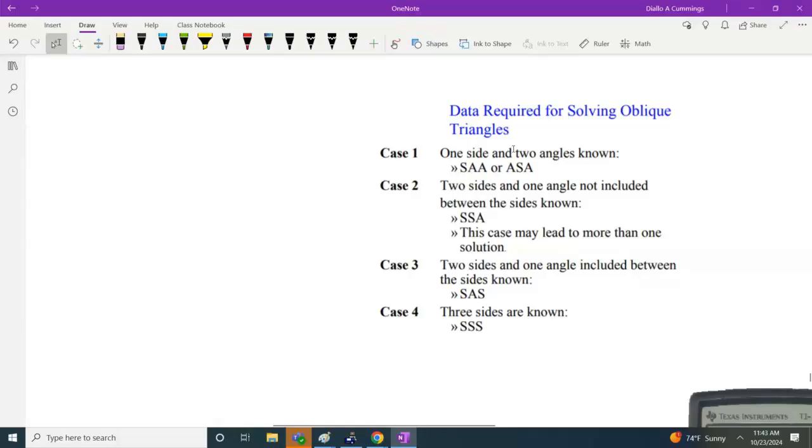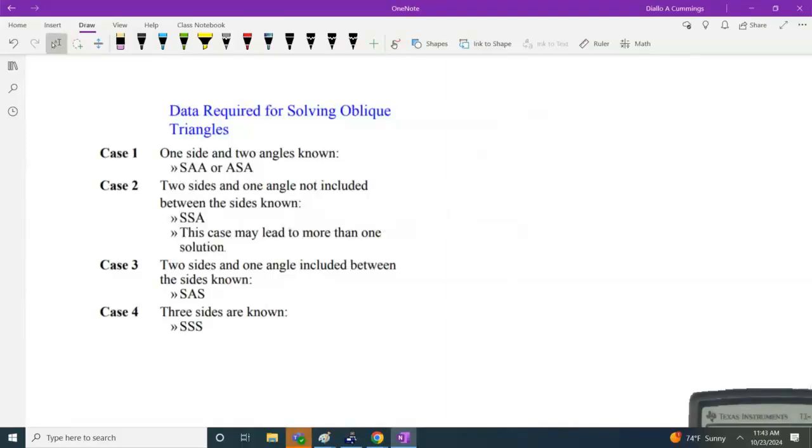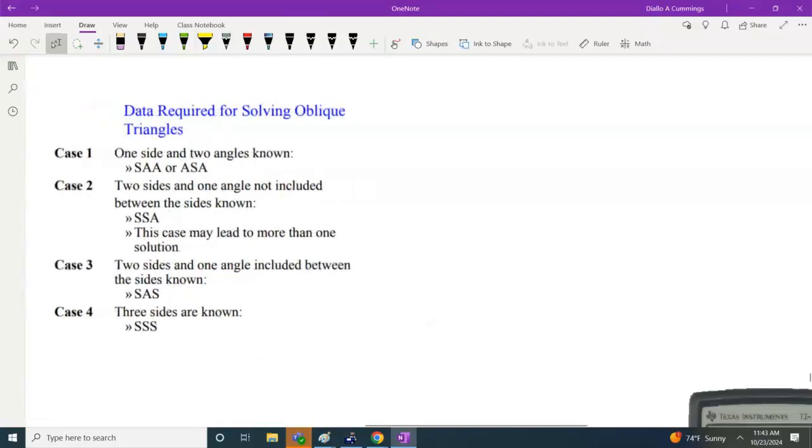This is the data required for solving an oblique triangle. So remember, an oblique triangle is a triangle that does not contain a right angle. To solve these type of triangles, you need to use the law of sines and the law of cosines. Here is the data required for using the law of sines and cosines. So it says that this is the first case. You have one side and two angles, known as side angle angle. So I'm going to kind of sketch this out.